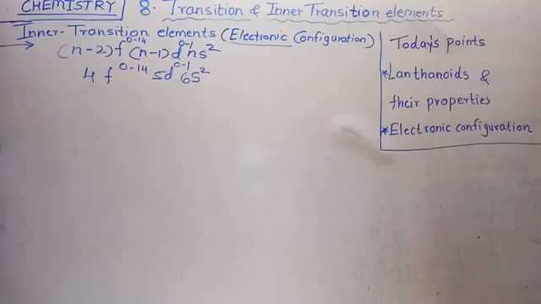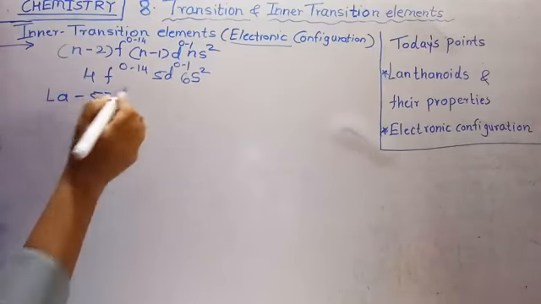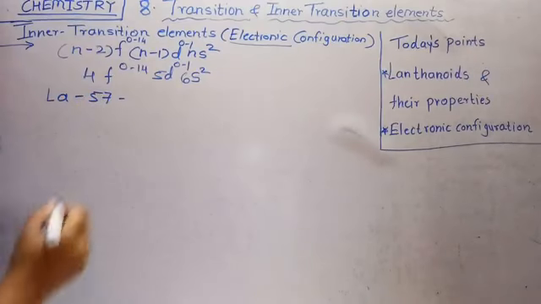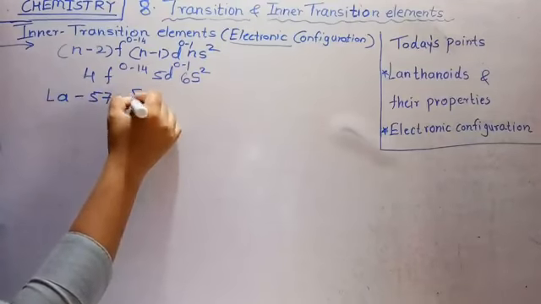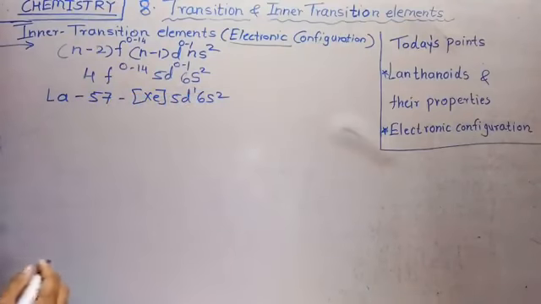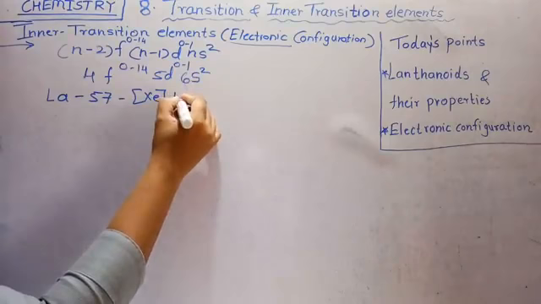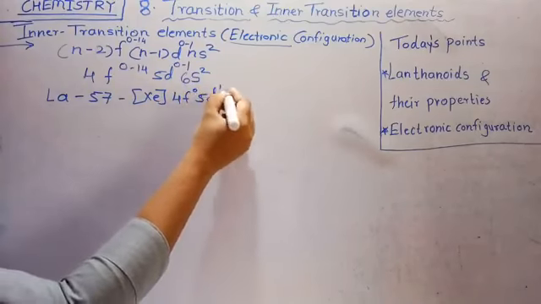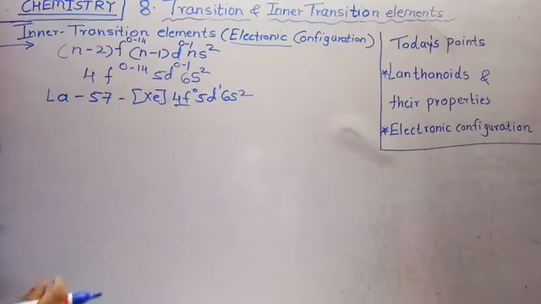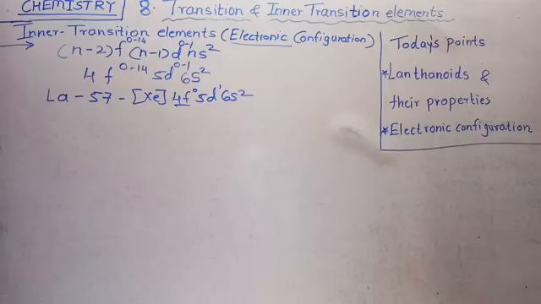The lanthanoids started from lanthanum. Lanthanum has atomic number 57, right? The electronic configuration of lanthanum is xenon 5d1 6s2, or you write 4f0 5d1 6s2. There are no electrons in the 4f orbital. There is 1 electron present in 5d, so lanthanum belongs to the d block elements.